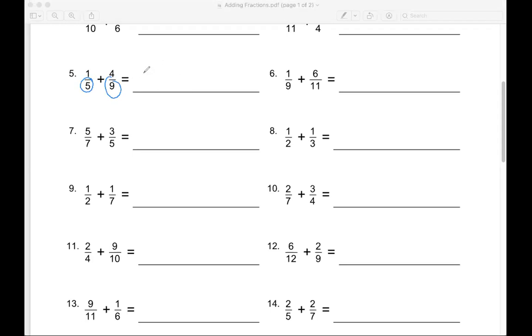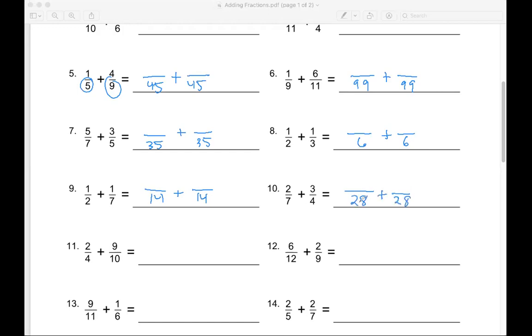So what is the first common factor between 45? 45, that's right. How about 9 and 11? 99. 99. How about 7 and 5? 35. Wow, you guys are getting so fast at this. 6. 6. So you're changing all these fractions into their uniforms. 28. 28. Whew, I can't even write to keep up this fast. 40. 40 is the easiest.